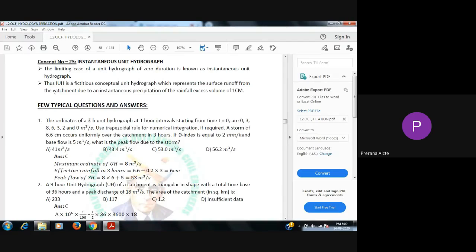So the IUH, the instantaneous unit hydrograph, is a fictitious conceptual unit hydrograph which represents the surface runoff from the catchment due to an instantaneous precipitation of the rainfall excess volume of 1 centimeter. Of course, it may not be important, but the zero duration is very, very important in the case of the instantaneous unit hydrograph.